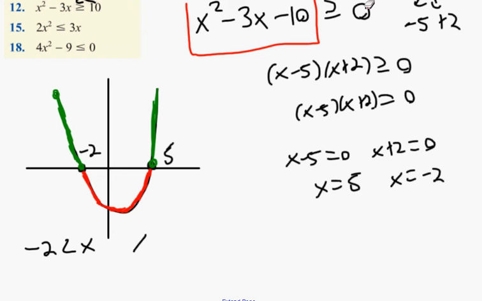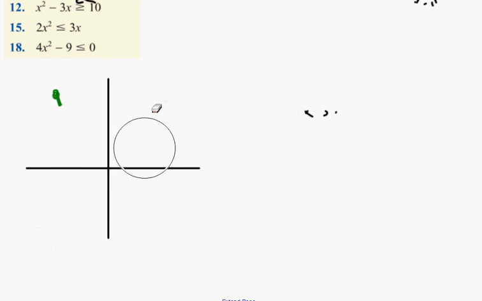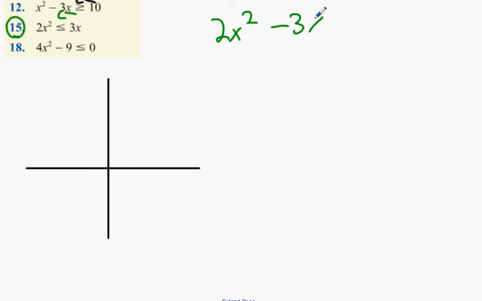Question 15 now. Same deal. What type of graph is question 15? When we change it, can you tell me? Question 15. Bring the 3x over to the other side. What type of graph is this? It's another U-shaped graph. Just draw it here. I don't know where it's meant to be though.